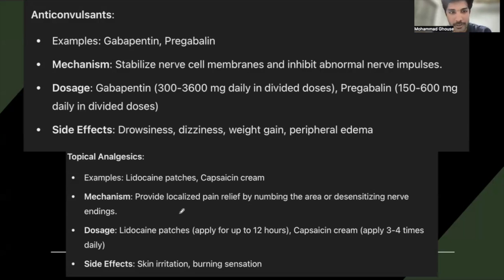The other options include topical analgesics. That is, we can either use lignocaine patches or capsaicin cream, which provide a local numbing effect. There are also new modalities where they have tried nerve regeneration or growth factors in order to facilitate nerve regeneration.